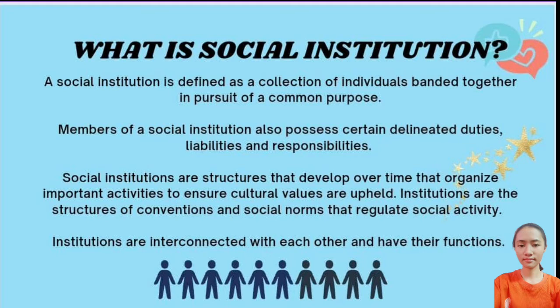Social institutions are structures that develop over time that organize important activities to ensure cultural values are upheld. Institutions are the structure of conventions and social norms that regulate social activity. Institutions are interconnected with each other and have their functions. For example, family and education.